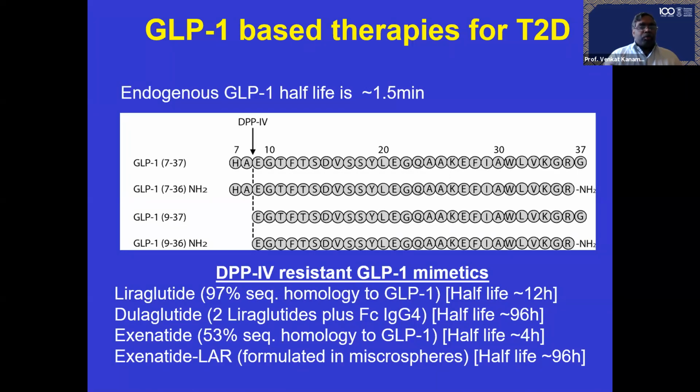However, these drugs have been modified in such a way that you can improve the half-life to almost 96 hours, about 4 days. One of them is called dulaglutide, where you attach two GLP-1 molecules to an IgG molecule, or another one is exenatide, which can be formulated in such a way that its half-life is increased to 4 days.